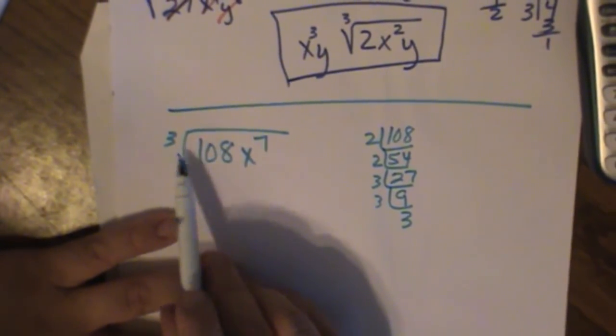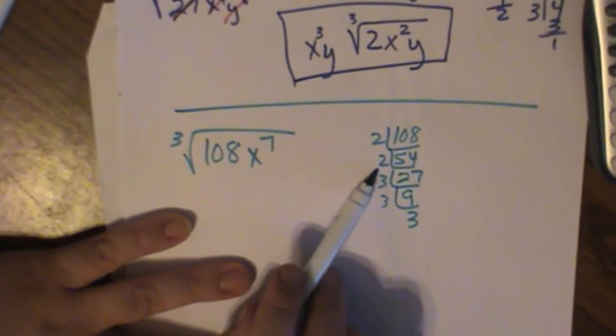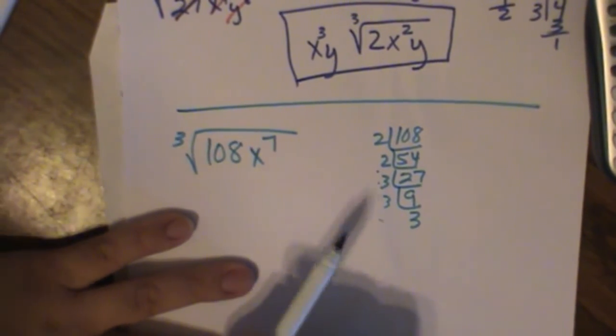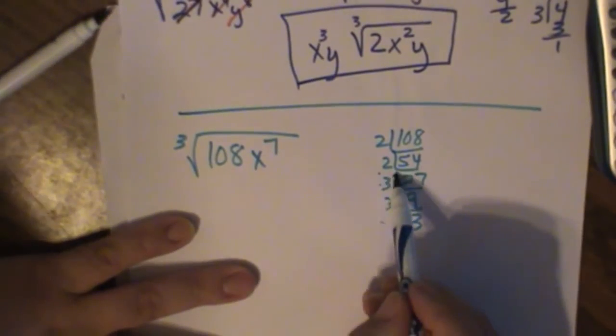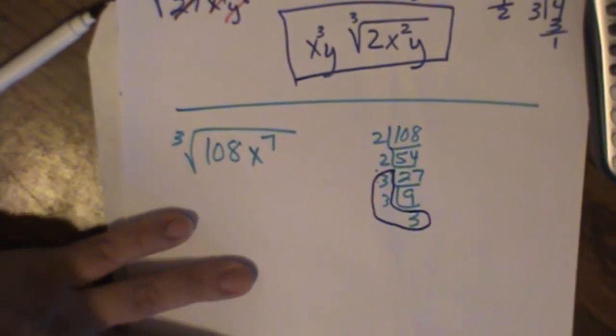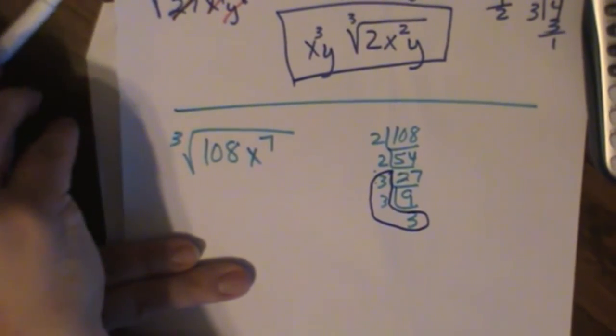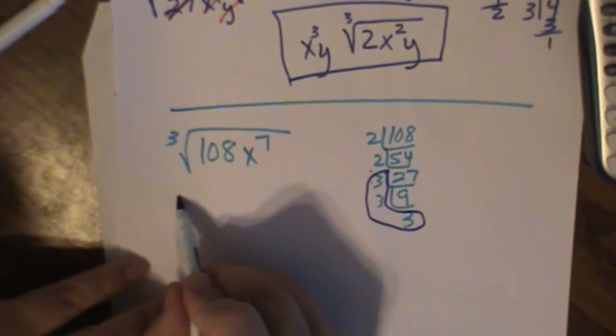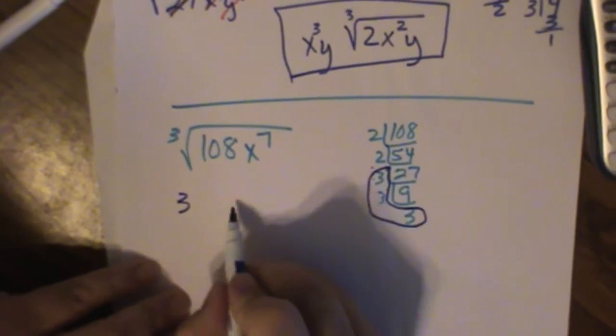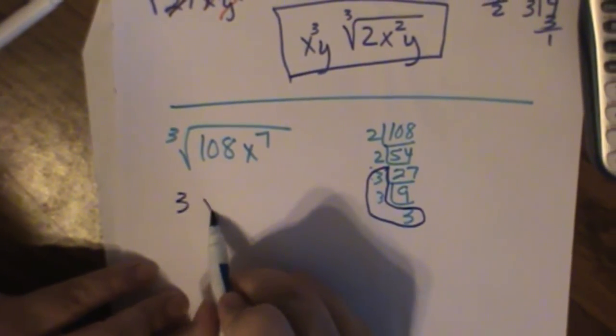We're looking at groups of 3. We only have 2 2s, so we can't take a 2 out, but we do have a group of 3s. 3 3s, so we know that a 3 will come out and a 4 stays in, because 2 times 2 is 4.